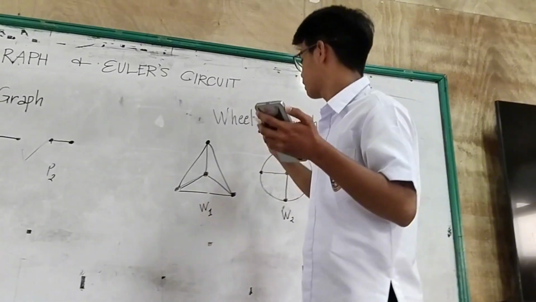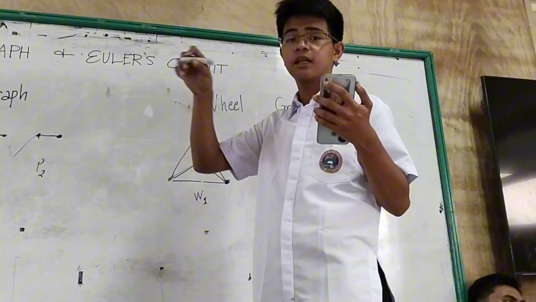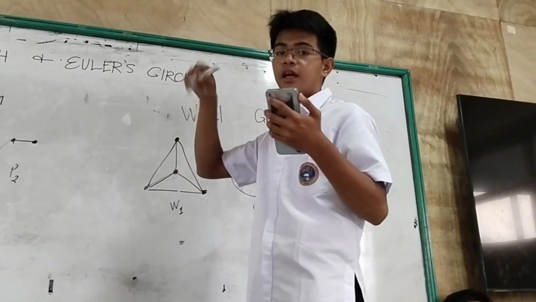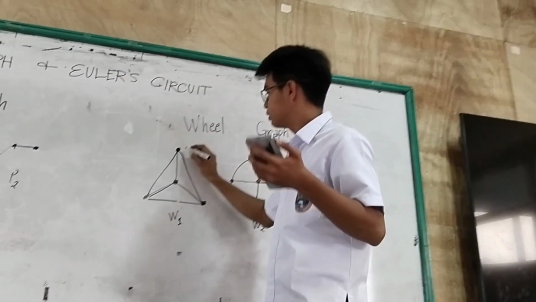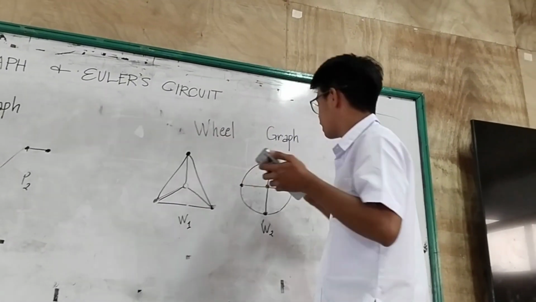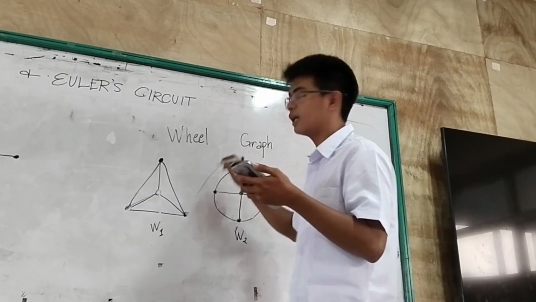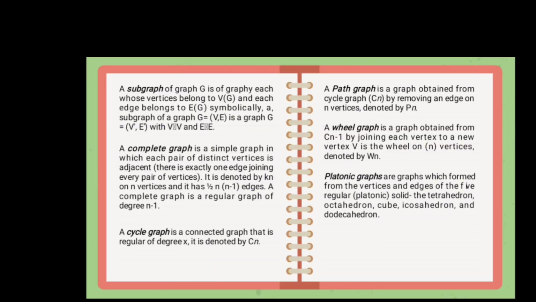So, see the wheel graph. As you can see here, a wheel graph has a vertex in the middle to connect every other vertex. This is a wheel graph because there is a vertex in the middle connecting every other vertex, and it forms a wheel, like a steering wheel graph. So simple as that.